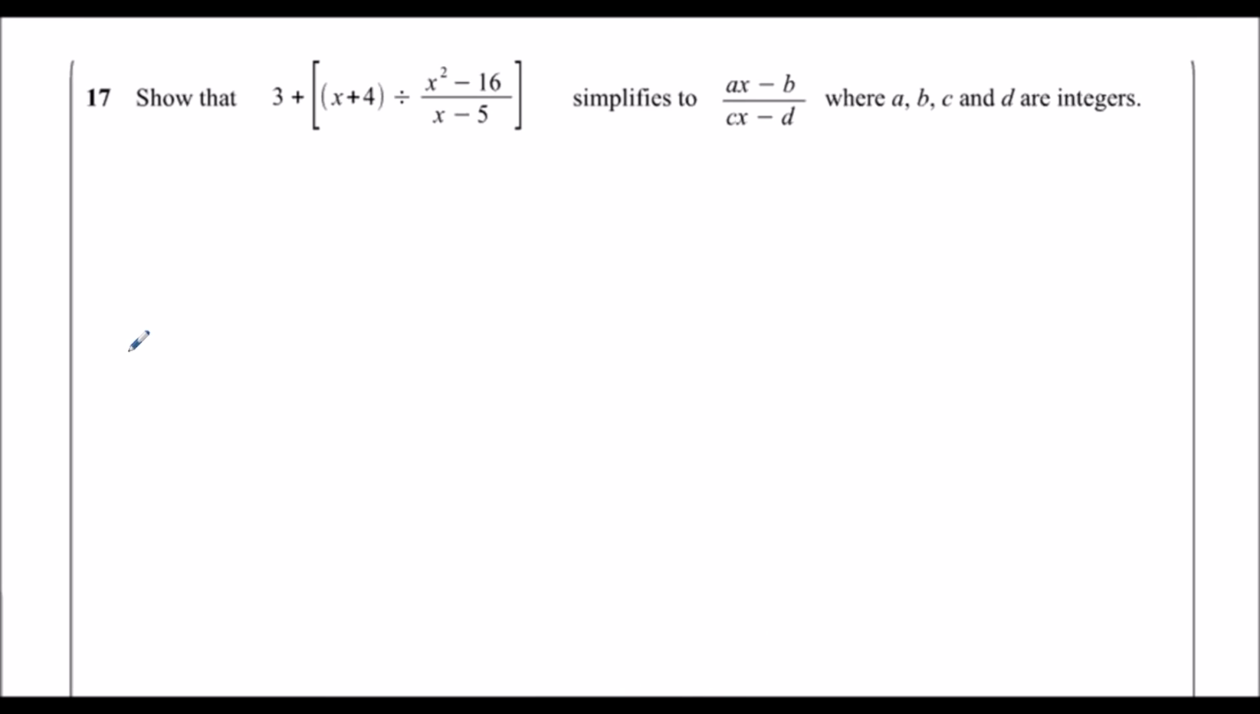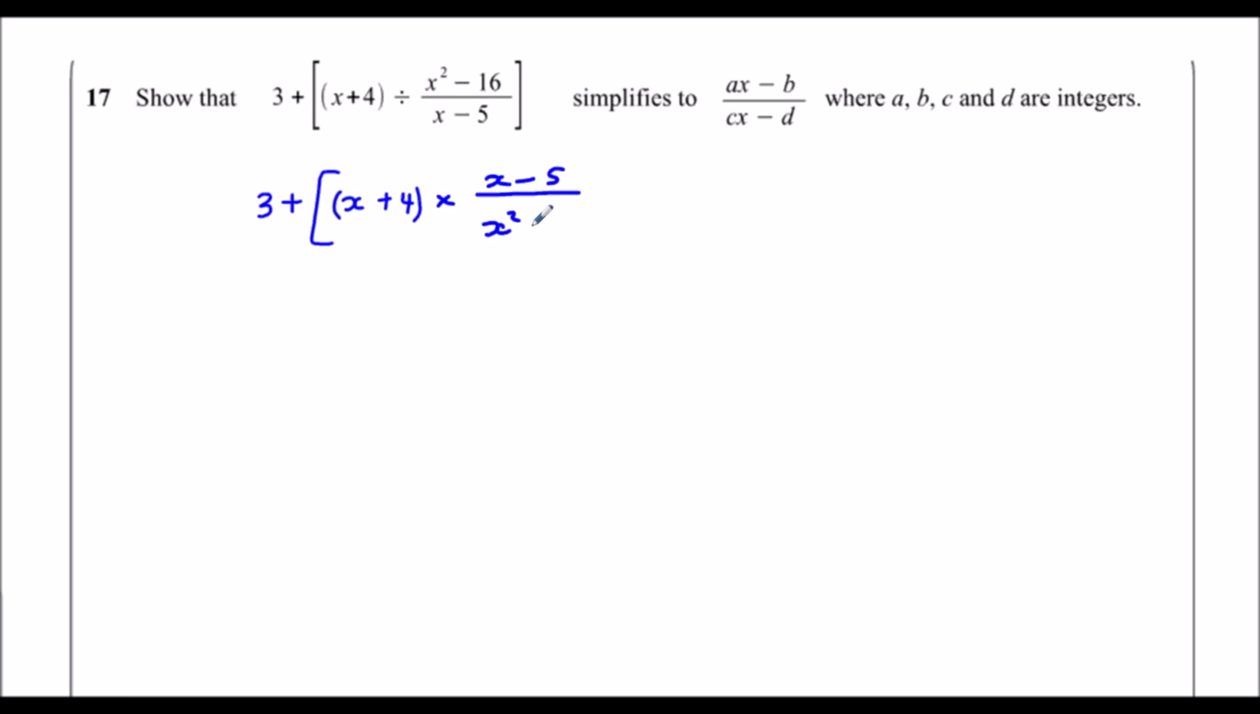Question 17. We've got 3 plus, and then in a big bracket, x plus 4 divided by x squared minus 16 over x minus 5. So that simplifies into ax minus b over cx minus d, where a, b, c, and d are integers. So let's start simplifying this. So I'm going to keep my big bracket for now. So when we divide by a fraction, we can flip it over and change it to a multiplication. So dividing by a fraction is the same as timesing and flipping over the fraction.